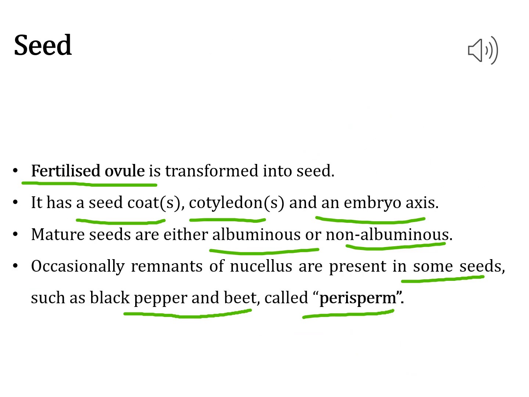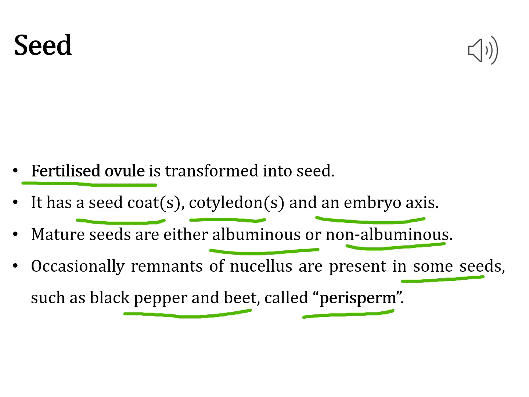Seed from ovule. A seed is the fertilized ovule formed inside fruits. It is the final product of sexual reproduction. It consists of the seed coats, cotyledon and an embryonal axis. The cotyledons are simple, generally thick and swollen due to the storage of food material.